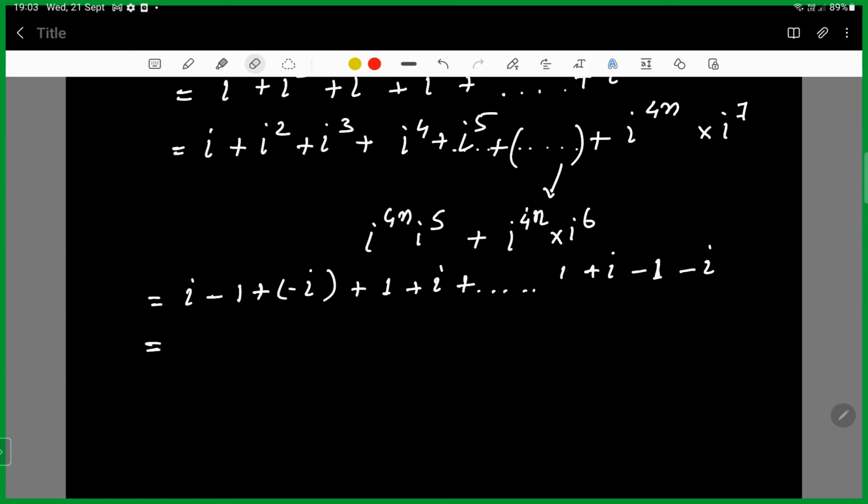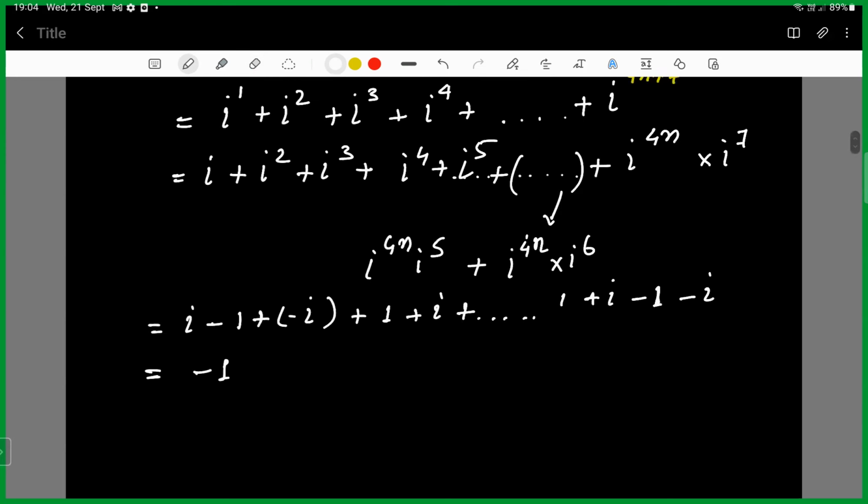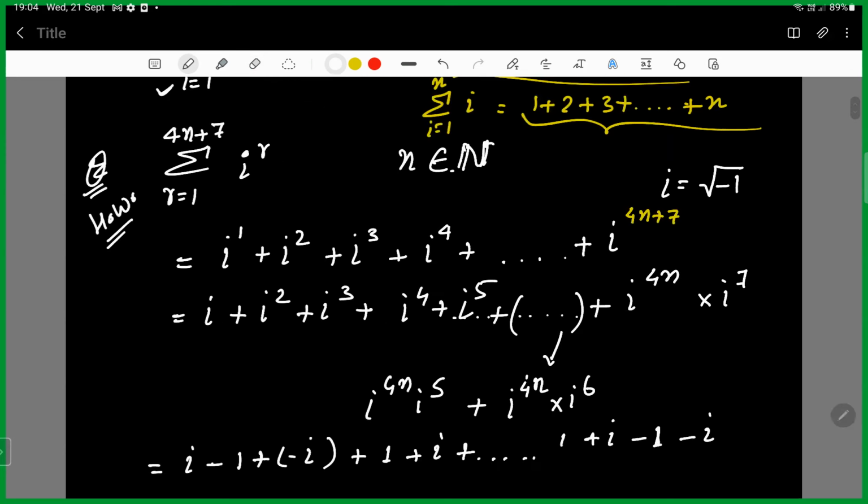No, it will be -1. Only this -1 will remain. All other terms will get cancelled. If you just write 3 or 4 more terms to understand this, you'll be able to get it. Try it as a homework and find the full explanation for this.